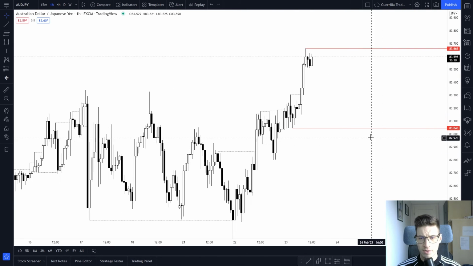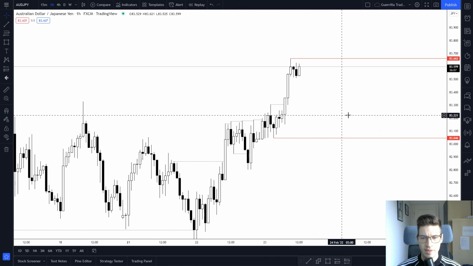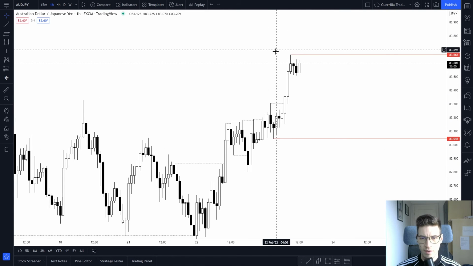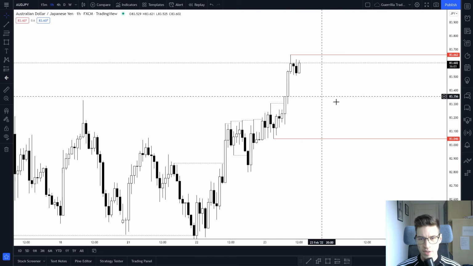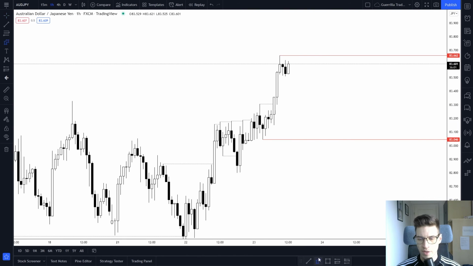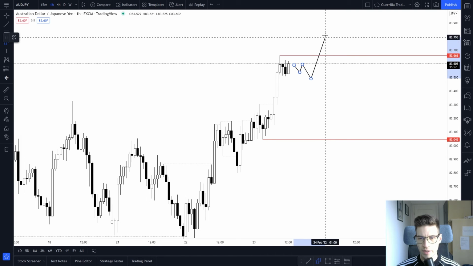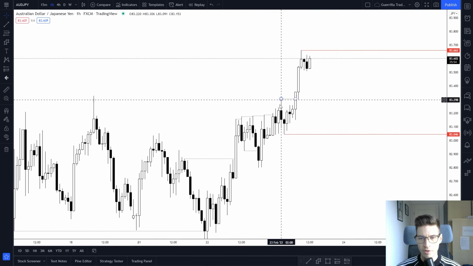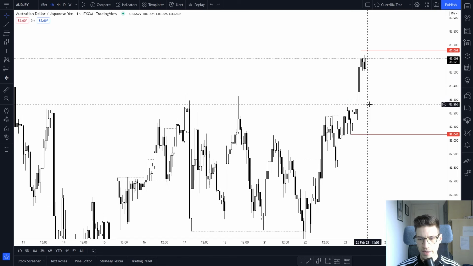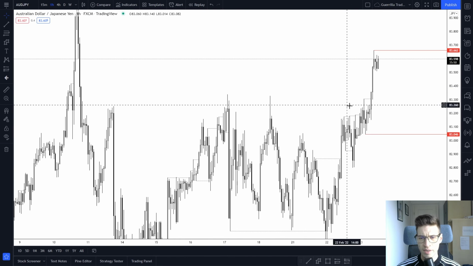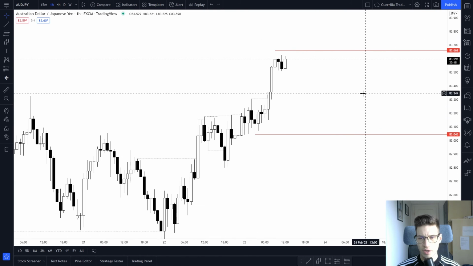But compared to the Aussie and the US dollar, we did leave a large wick at the top right here. So I would be looking for a flag right here. Maybe if we get a small range, then look for this sort of a flag. I do like this impulse, so it fits my plan. I do like how we broke out of the range. So this is showing me conviction.